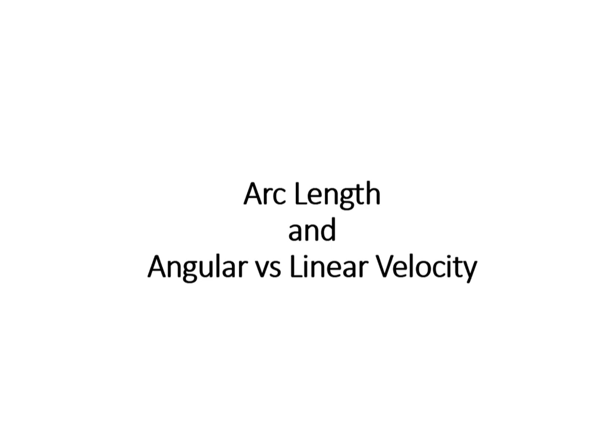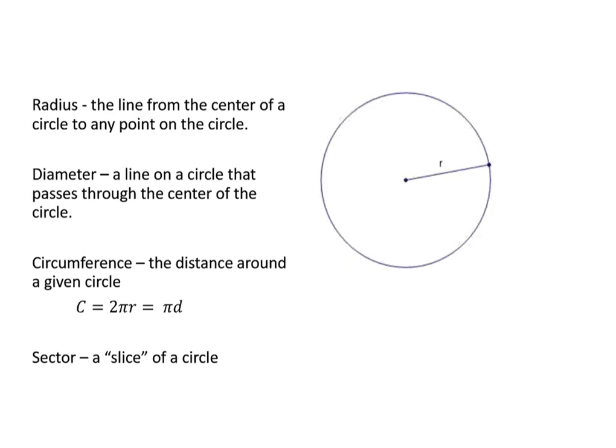All right, let's talk about arc length and angular versus linear velocity. So first thing to review is what an actual radius is. Given any circle, a line connecting the center to any point on the circle, that's a radius. Diameter is two of those radii, two radiuses, that's the diameter.